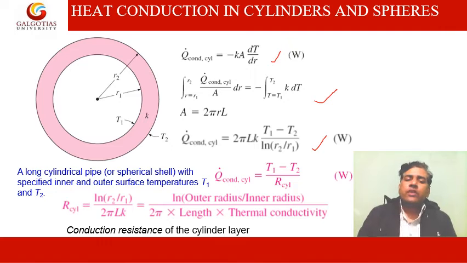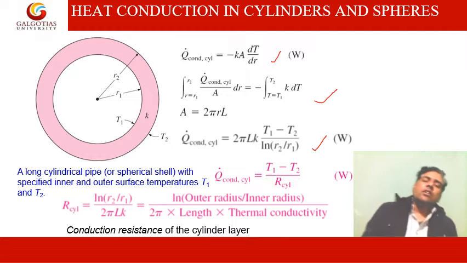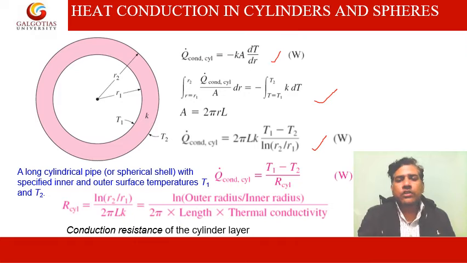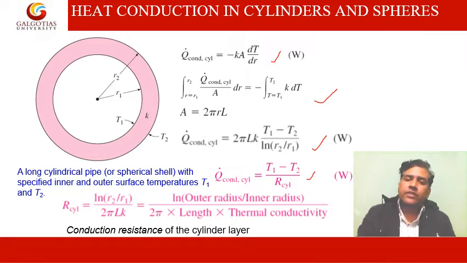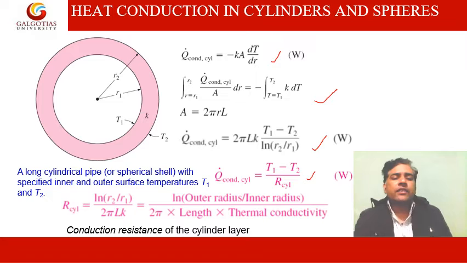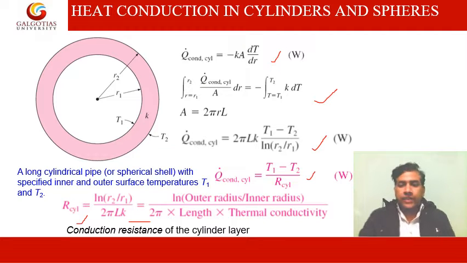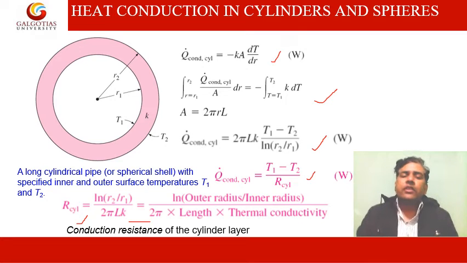Okay, so again, if we utilize the heat resistance analogy, then heat conduction through the cylinder can be written like this, and if it is written like this, then we will see that the resistance offered by the cylinder is given by this relationship. Okay, this is the relationship that can be used to find the resistance offered in the conduction of heat by a cylinder.